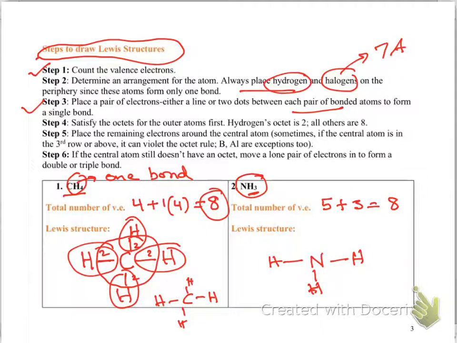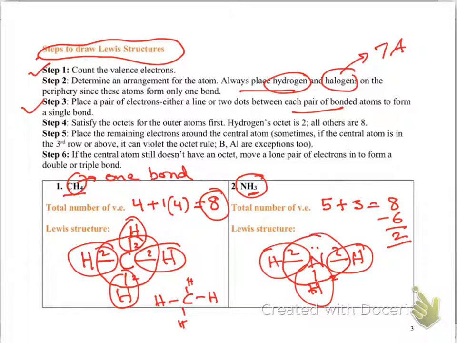So how many electrons did I use? Since I drew 3 bonds, each bond is 2 electrons, so I used 6 electrons. 8 minus 6 is 2. I'm left with 2 electrons. All hydrogens are happy right now because they have 2 electrons around them. So I'm going to put these 2 electrons on nitrogen as a lone pair. So now nitrogen has 8 electrons around it. That means the NH3 Lewis structure is this.